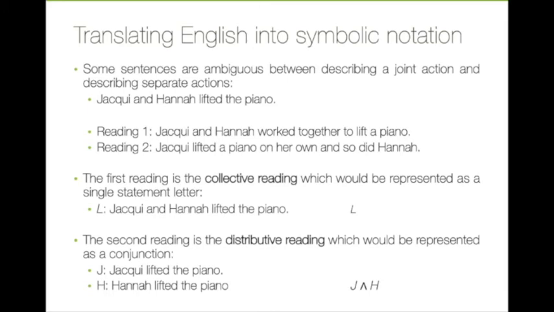Instead, it's represented with the single statement letter. That's because it describes a single fact that involves 2 people and a piano. So we would symbolize it with, say, L, Jackie and Hannah lifted the piano. The second reading is called a distributive reading. And that one we would represent with conjunction because it's 2 separate facts. Jackie lifted the piano and Hannah lifted the piano. So we could symbolize these as J and H and get J conjunction H as our symbolization. So this English sentence, Jackie and Hannah lifted the piano, is ambiguous between 2 meanings, and each of those meanings can be given a different symbolization in truth functional logic.